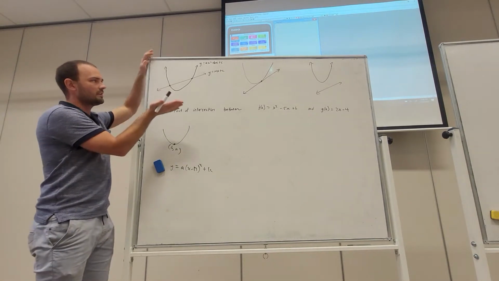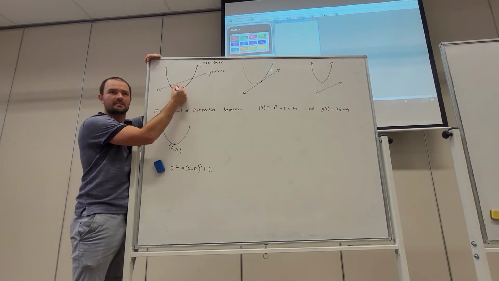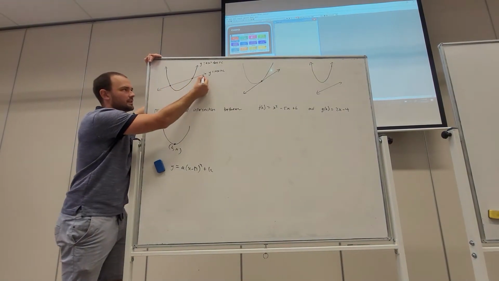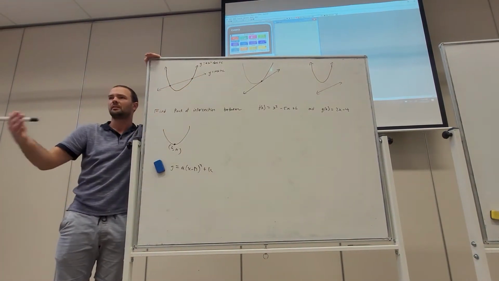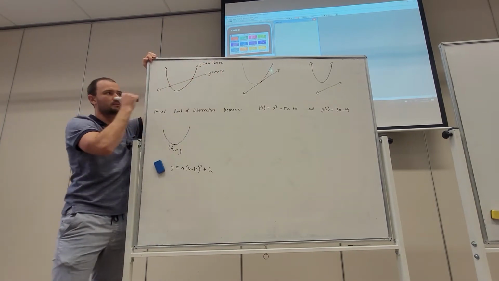So if you have a line, it could cut the quadratic, and that means it's going to cut it in two spaces. First it has to cut it there, and then it has to cut it there. That's called cutting it. We've got the equation of a line, y equals mx plus c, and the equation of a quadratic. It's going to cut it twice.